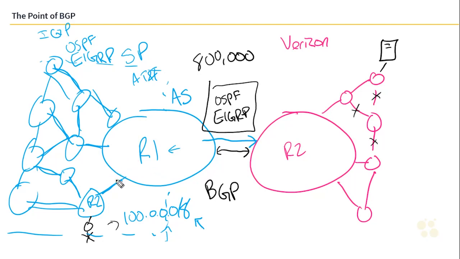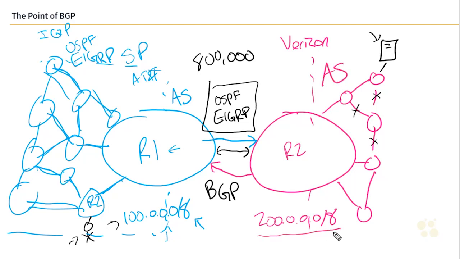Then from here, R1 would use the interior gateway protocol like OSPF or EIGRP, or even a variant of BGP called internal BGP, to route that packet through to its final destination. Similarly, you down here on this router need to access a resource in Verizon. Verizon may have something like the 200.0.0.0/8 prefixes. So Verizon tells AT&T, if you want to reach our autonomous system, which contains the 200.0.0.0/8 block of IP addresses, R2 here is going to be your next hop.